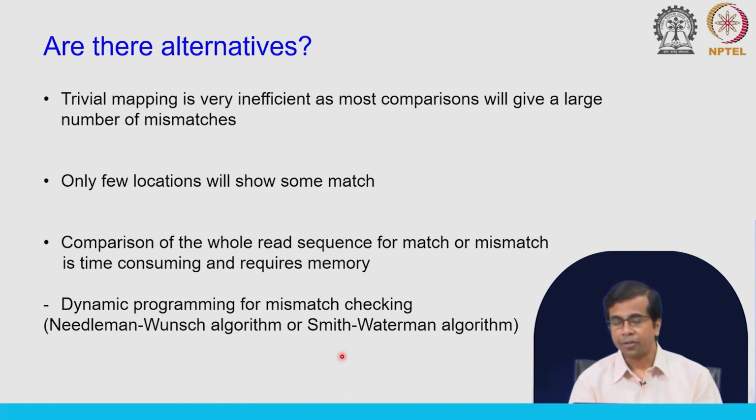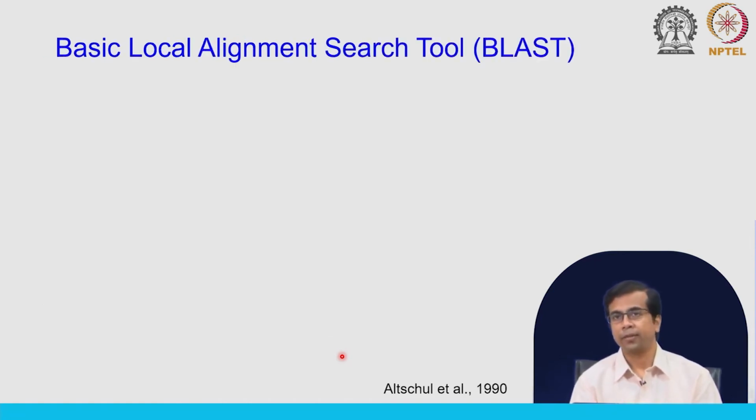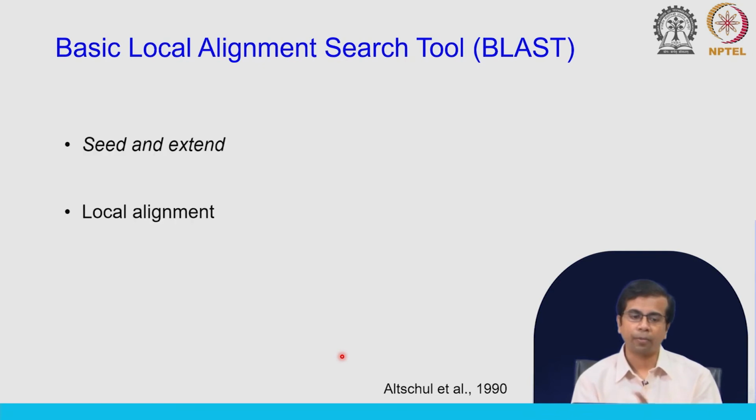And one alternative that comes to our mind is BLAST. We probably have used BLAST for searching sequences against databases. It seems quite fast. If you are searching one sequence, you can get this data within a few seconds or so. You have seen this yourself. So, let us look at how BLAST works and whether we can apply BLAST to our mapping problem.